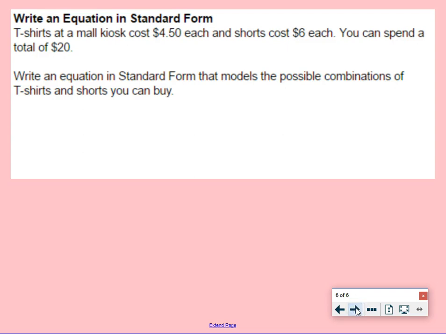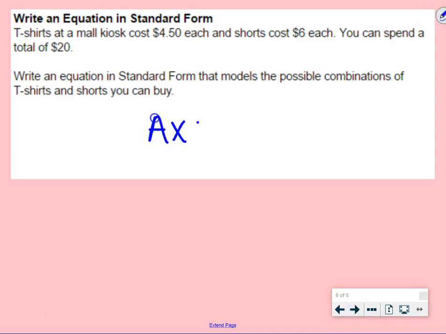Last piece, write an equation in standard form. T-shirts at a mall kiosk cost $4.50 each and shorts cost $6 each. You can spend a total of $20. Write an equation in standard form that models the possible combinations of t-shirts and shorts you can buy.